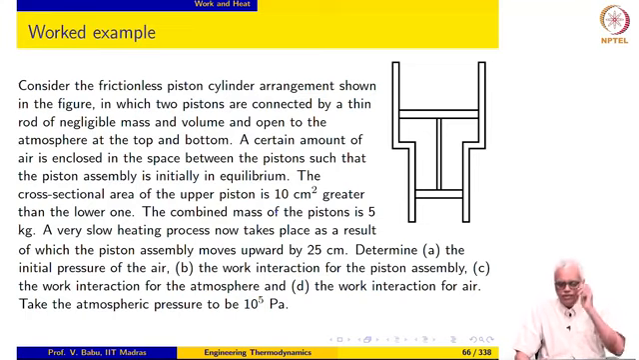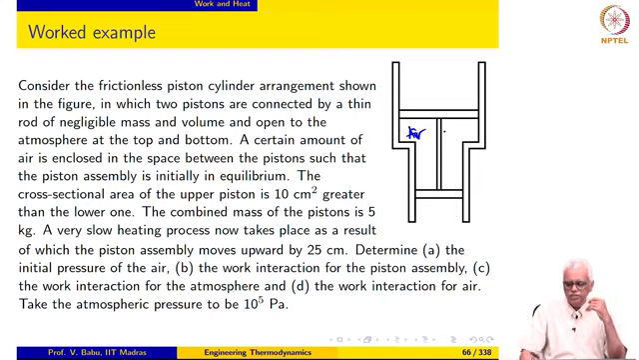So, the next worked example involves an arrangement like this. We have again a piston cylinder mechanism with two pistons which are connected by a thin rod of negligible mass and volume, and it is open to the atmosphere at the top and bottom. A certain amount of air is enclosed in this space, and initially the piston assembly is in equilibrium. So, the initial pressure of the air is such that the piston assembly is in equilibrium.